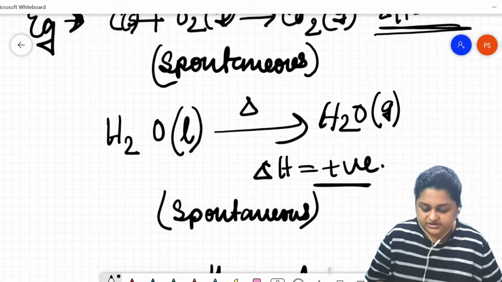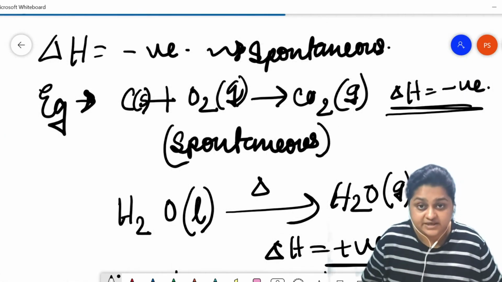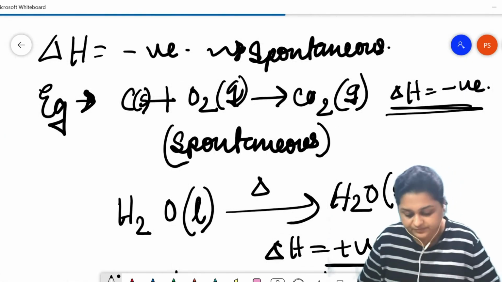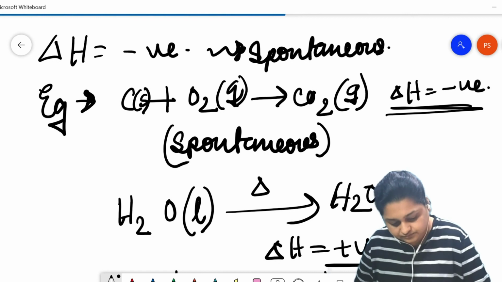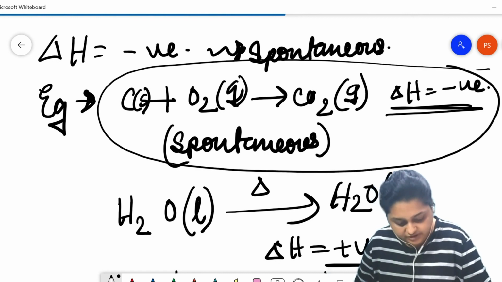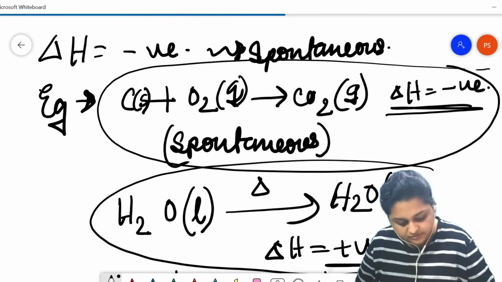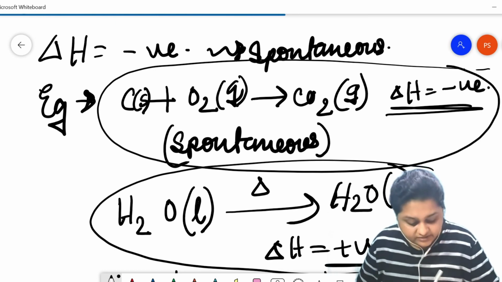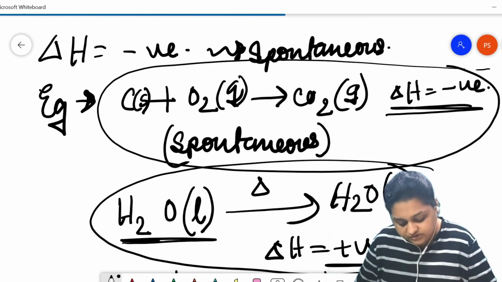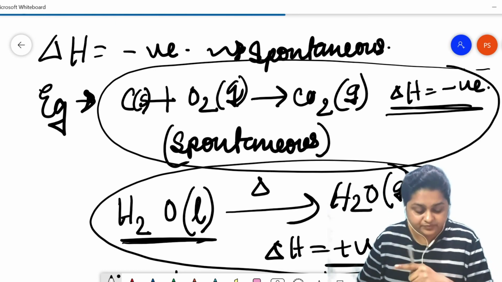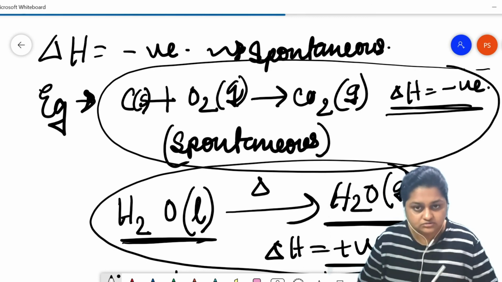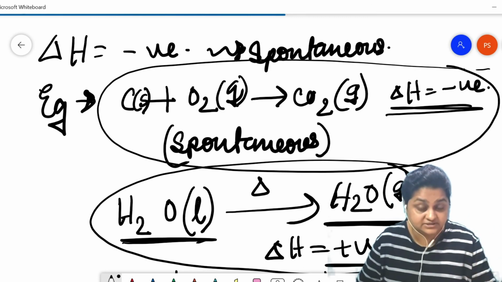More spontaneous the system becomes. Let's look at the example. In the first one, delta H is negative, it is spontaneous. In the second one, delta H is positive but still spontaneous. In the second one, if you see, water was in the liquid state, and after the reaction the water has become in its gaseous state.